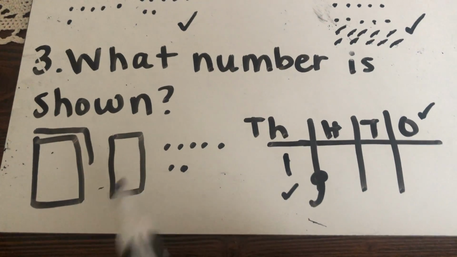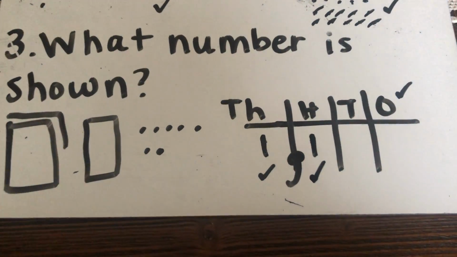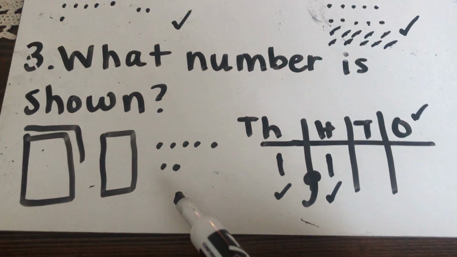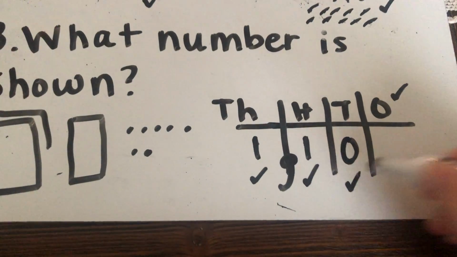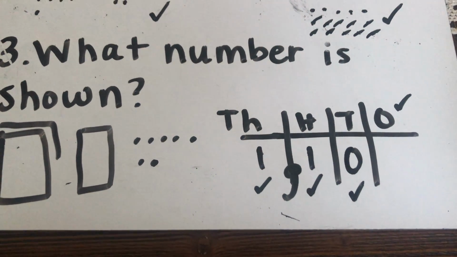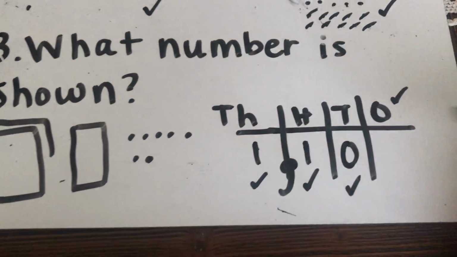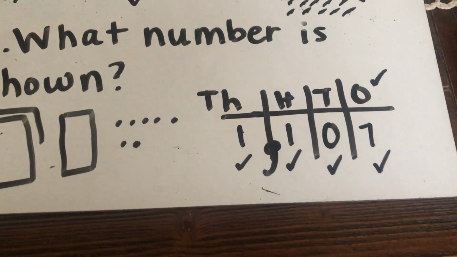Let's move on to the hundreds. How many hundreds blocks are there? There is 1. So if you got a 1 in the hundreds place, give yourself a check. Then looking at my base 10 blocks that are left, I don't see any 10s. So you have to put a 0 in the 10s place. If you put a 0 in the 10s place, give yourself a check. And let's look at how many 1s. That's 5, 6, 7. 7 1s. If you got a 7 in the 1s place, give yourself a check.